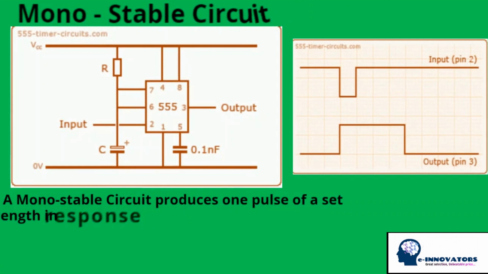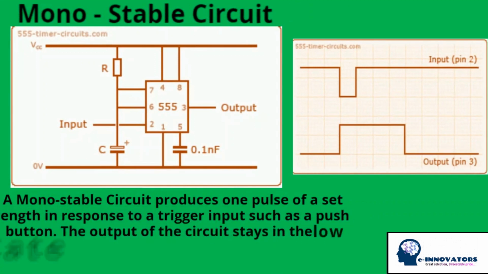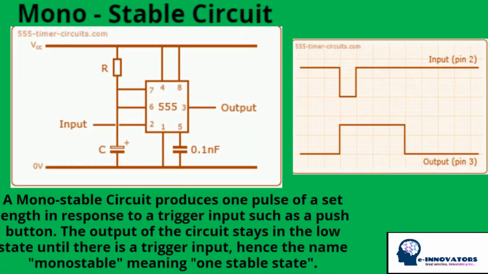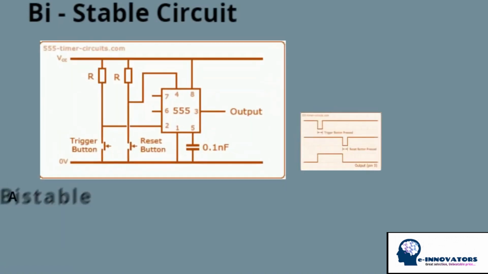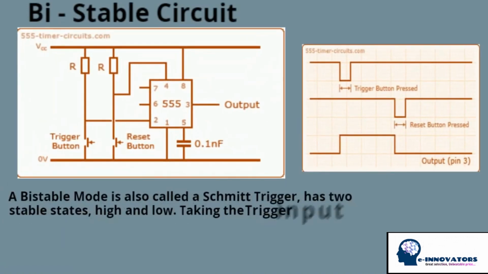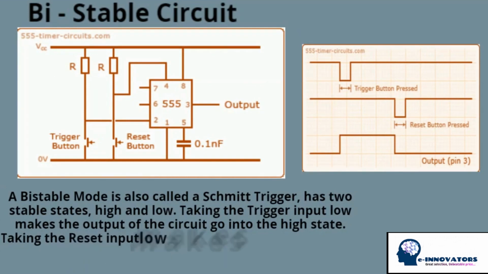A monostable circuit produces one pulse of a set length in response to a trigger input such as a push button. The output of the circuit stays in low state until there is a trigger input, hence the name monostable, meaning one stable state. A bistable mode, also called a Schmitt Trigger, has 2 stable states, high and low.